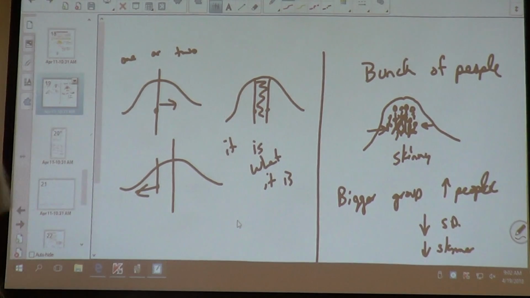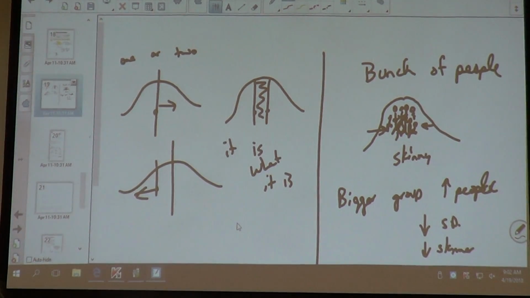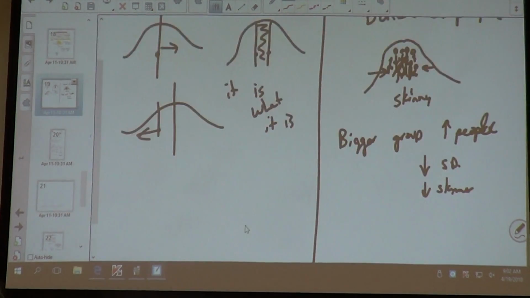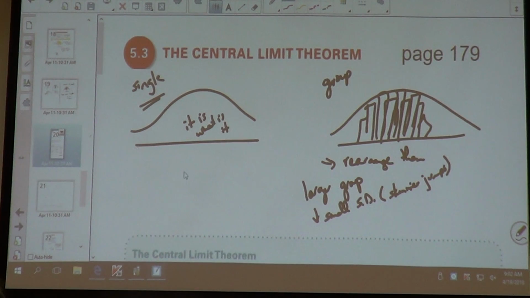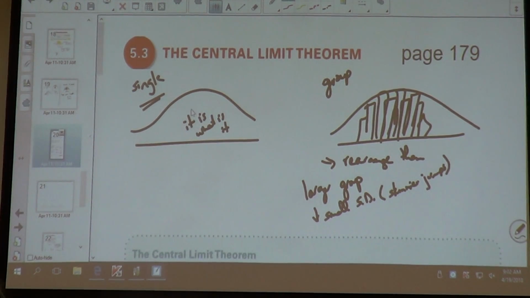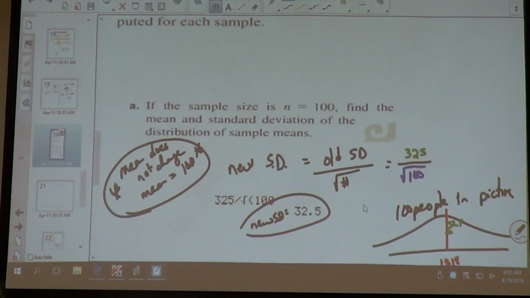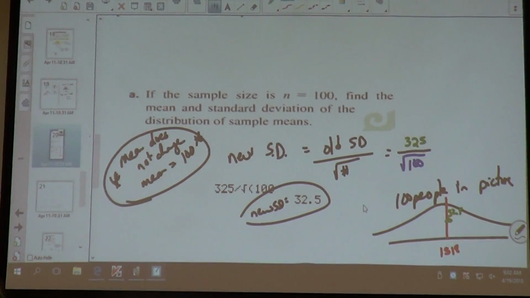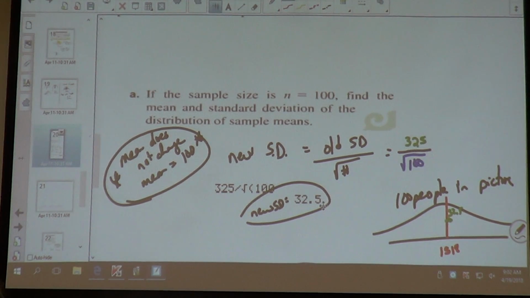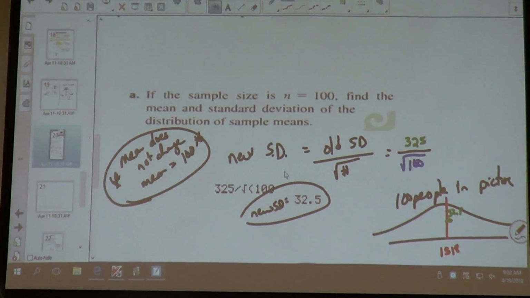Math is everywhere, y'all. It's everywhere. All right, so let's look at a problem. So single, it is what it is. Group, we have to rearrange them, and we have to redo the standard deviation. So, first thing we're going to talk about is how to redo the standard deviation, how to make the standard deviation smaller. So, did this one have directions or not?